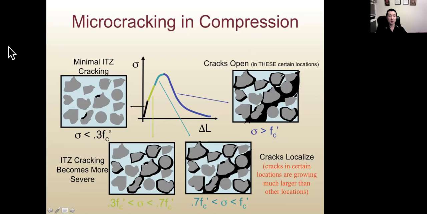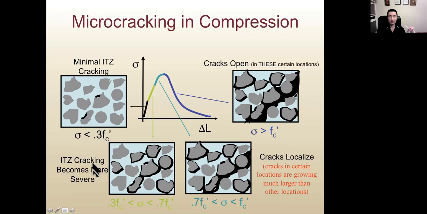All right, let's look at the cracking process of concrete in detail. Initially, again, we have the elastic region. This is around 0 to 30% of f'c. So we have very little cracking in the ITZ. Why do we say it's cracking in the ITZ? Because normally the weakest link in concrete is the ITZ, which is the boundary between the paste and aggregate. So the crack will first be generated in the ITZ area.